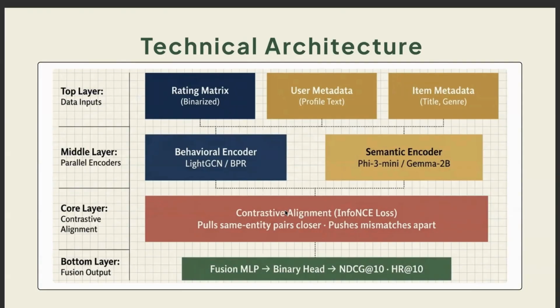We start with the two types of inputs, interaction data and metadata, and then we process them separately using two encoders, as you can see here. And then we align them in the middle, and finally we combine everything and generate the recommendation score. And these scores are what we use to compute NDCG and hit rate. So yeah, that's the complete flow of our model.